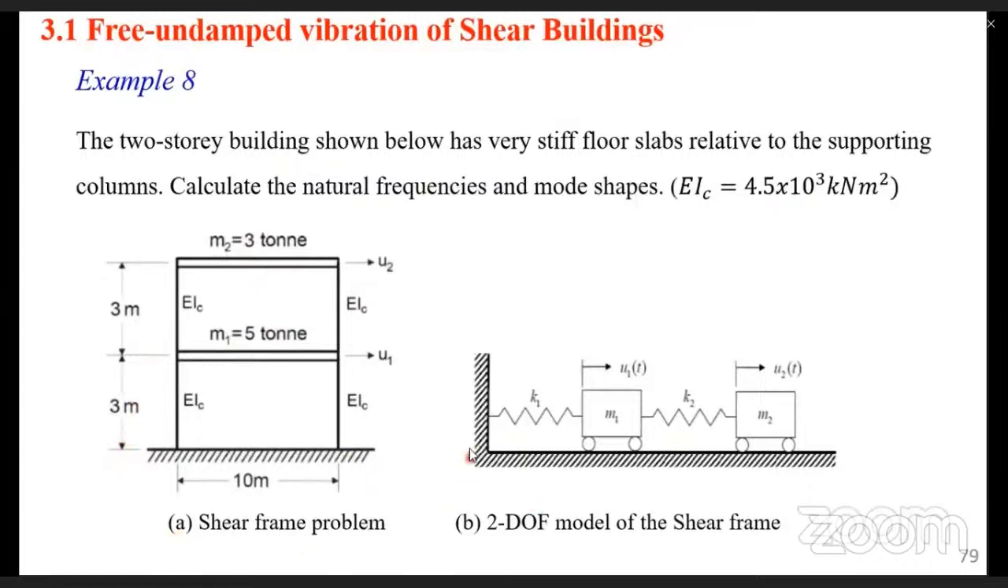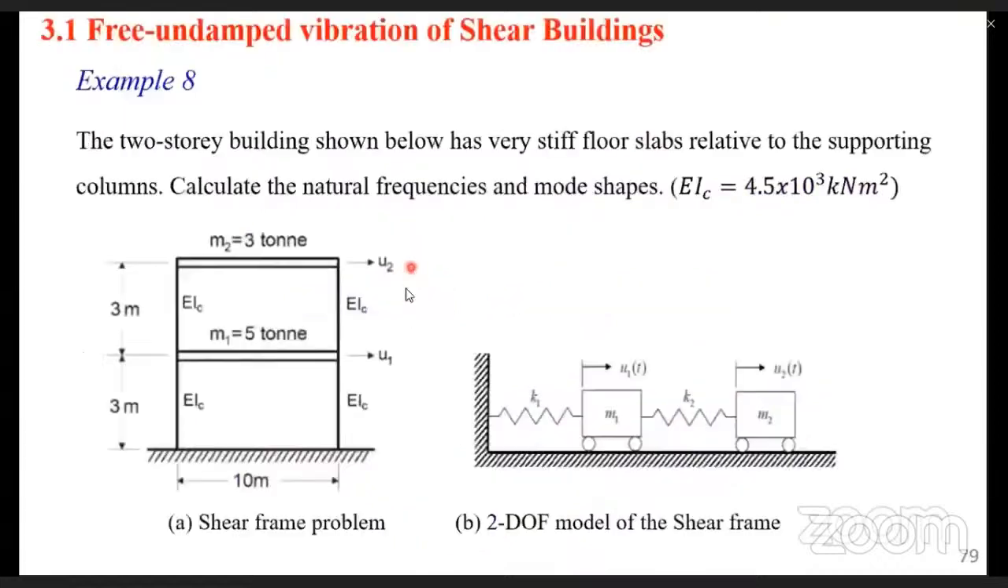And then the displacements U1 and U2. So we want to know the natural frequency, the lowest frequency, and the mode shape. Of course, a two-story building has 2 degrees of freedom. We have a typical model for the shear frame. There's no damping, so just the stiffness of the columns K1 and K2, the displacements U1 and U2, and the masses, of course, M1 and M2.